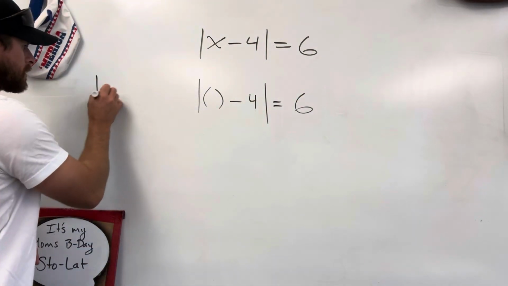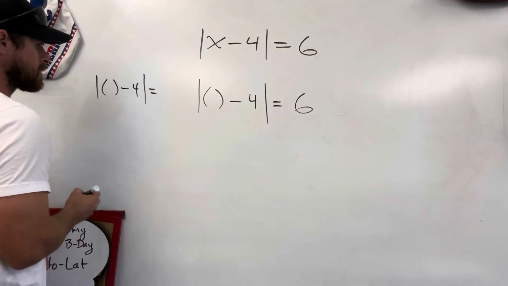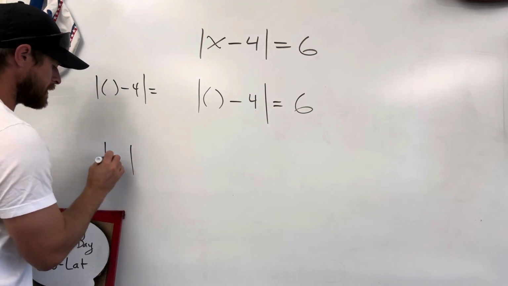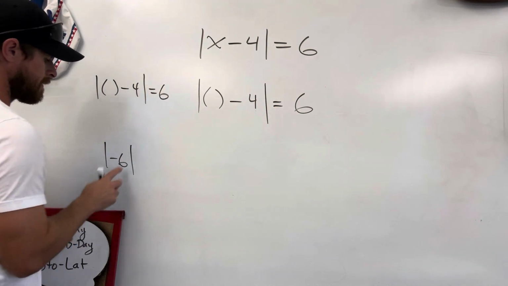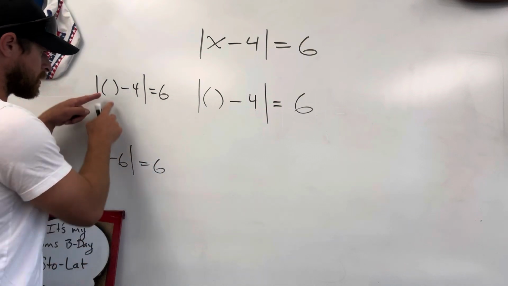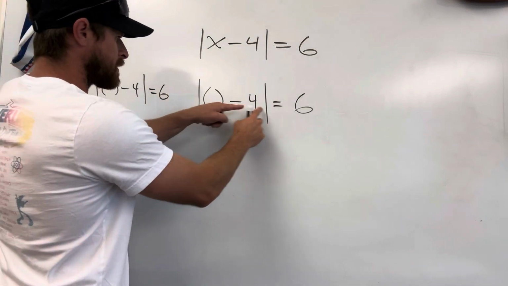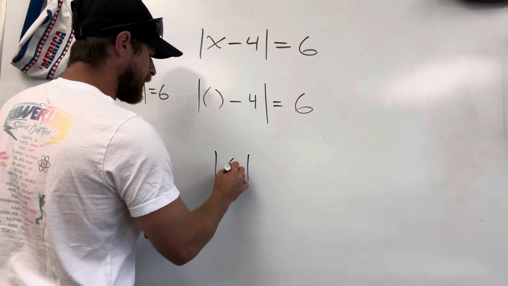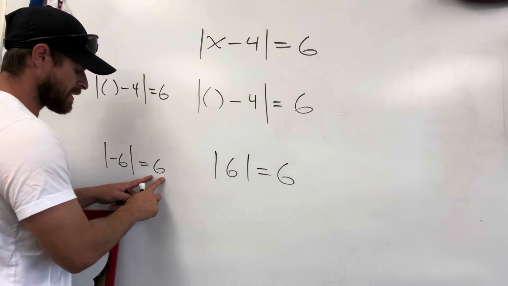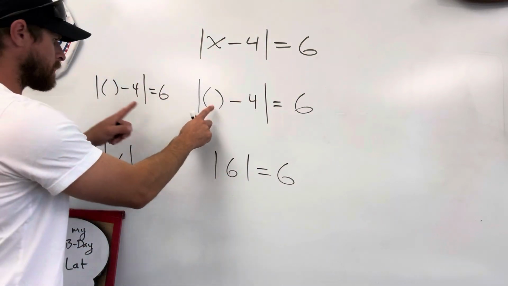So here's what I want you to understand. Something -4 equals, if we could get this to come out to -6, the absolute value of -6 is 6. So what number -4 would give me a -6? What number -4 would give me a +6? Because the absolute value of -6 equals 6, and the absolute value of 6 equals 6. So we have two numbers to find.